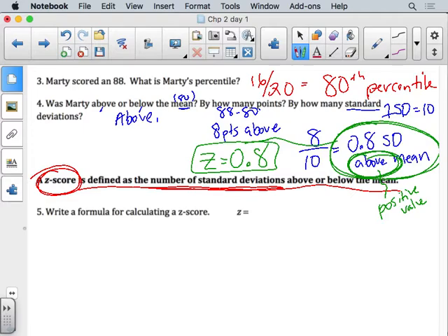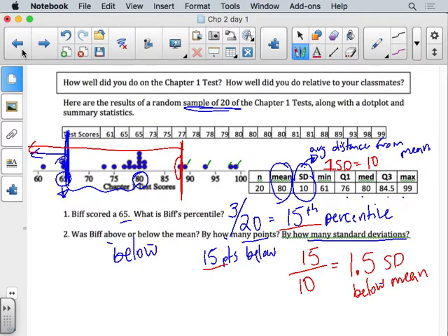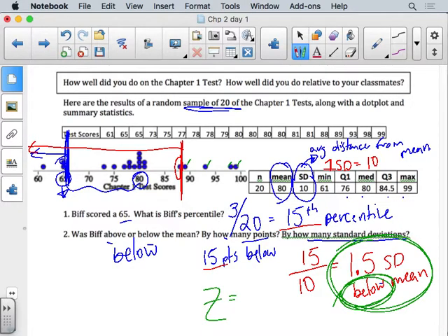Let's go back up to Biff. Biff was 1.5 standard deviations below. He was below the mean. So Biff has a z-score equal to 1.5, but because he was below the mean, he's going to have a negative z-score. So a z-score that is negative means you are below the mean. A z-score that is positive means you are above the mean.